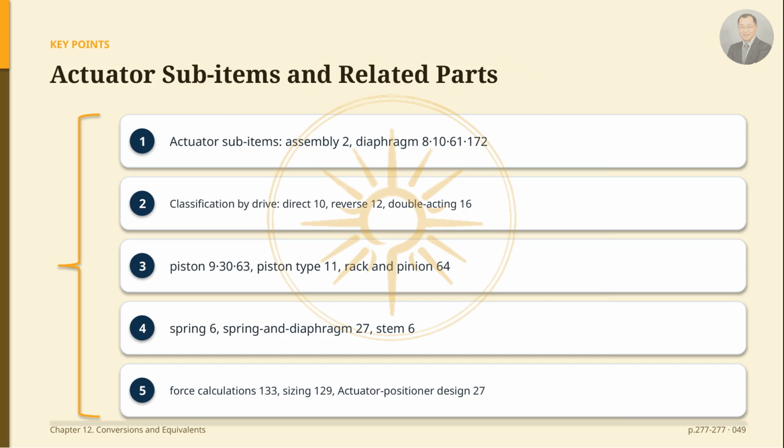This slide is a reference table summarizing the detailed items of actuators and their related parts and design criteria. For example, the diaphragm type can be found on pages 8, 10, 61, and 172, and for each drive method, the direct acting type is described in detail on page 10. The remaining items are also matched to the corresponding pages by part and calculation formula. So when you need the specifications or sizing criteria for a specific part during the design process, please use this table to quickly find and utilize the relevant pages.